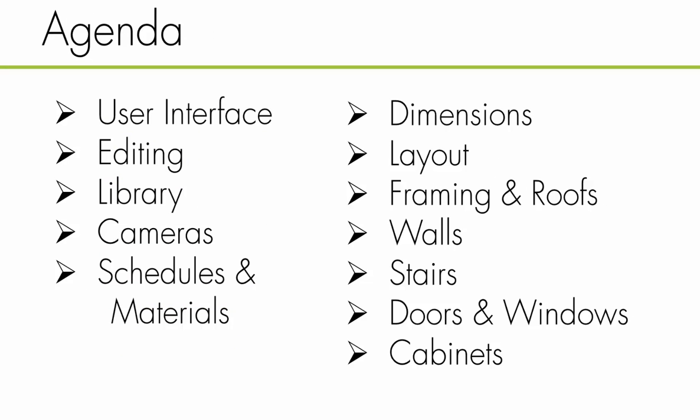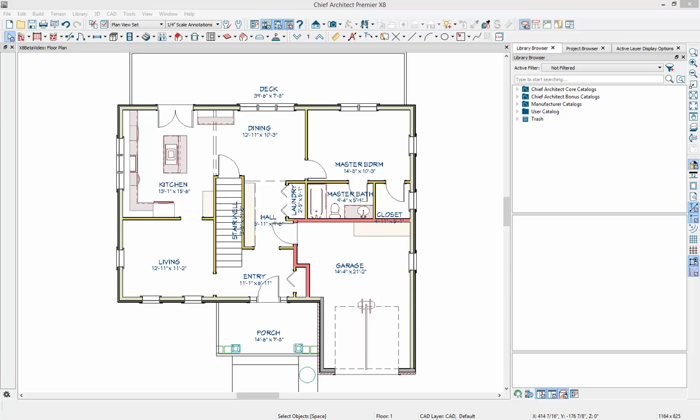We have quite a few items to cover in our presentation today, taking a look at new features and enhancements to existing features in the user interface, editing tools in our library browser, working with camera tools, schedules and materials list, dimension tools, layout, framing and roof, walls, stairs, doors and windows, and cabinets. We'll start off by taking a look at changes to the system itself and user interface.